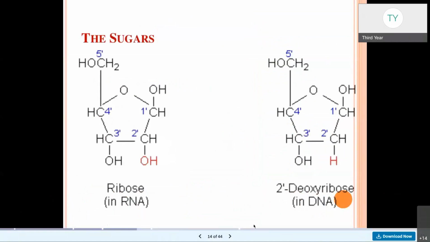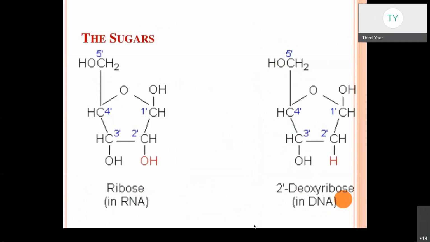So we have seen the structure of ribose sugar, and then you need to know also the molecular structure of the nitrogen bases. There are pyrimidine and purine nitrogen bases. There are two types of purine bases, adenine and guanine, and three pyrimidine bases, thymine, cytosine, and uracil.